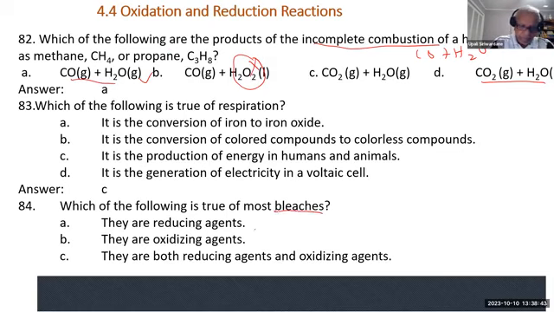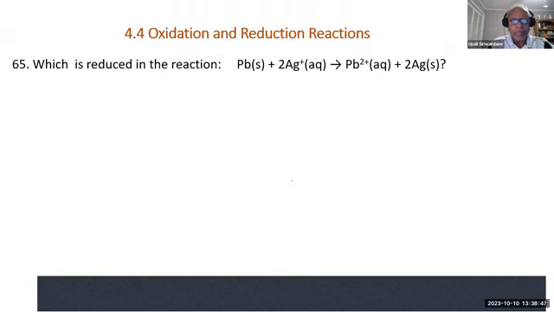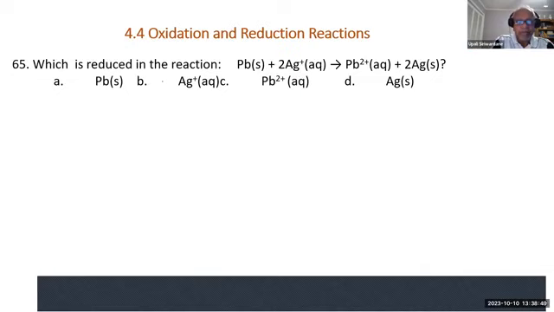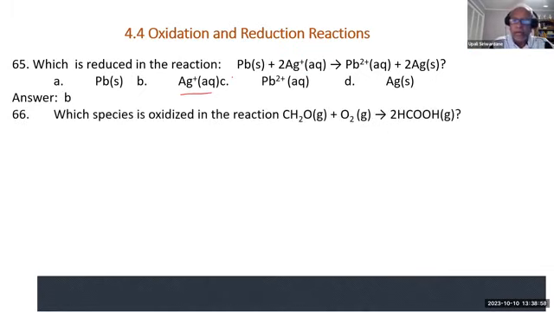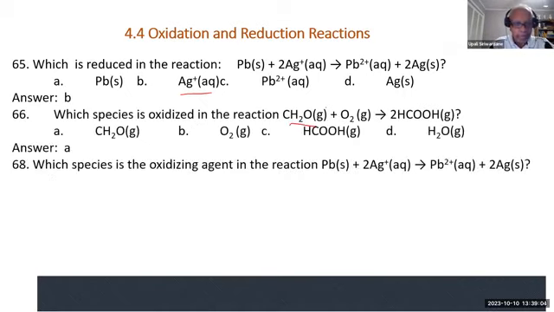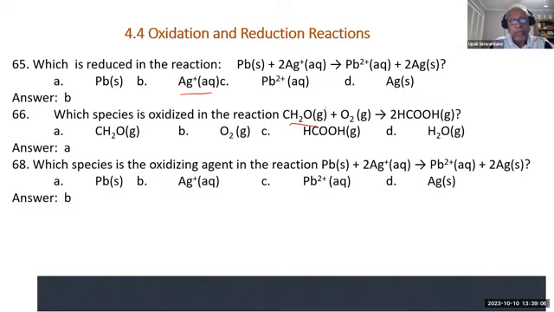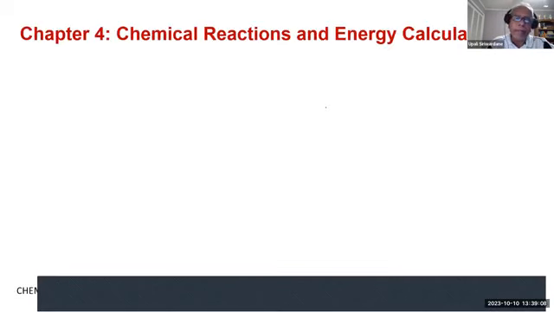Bleachers are oxidizing agents. Which are reduced? We already talked about it. Reduced is silver. Oxidized is this. We talked about this.